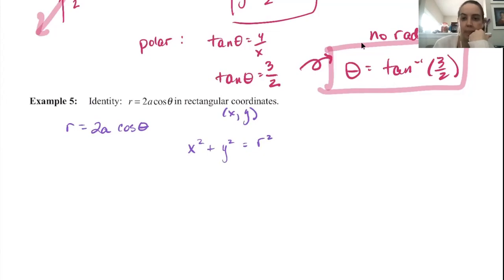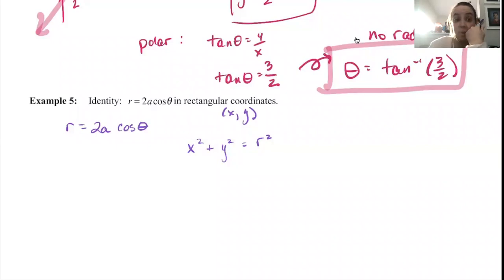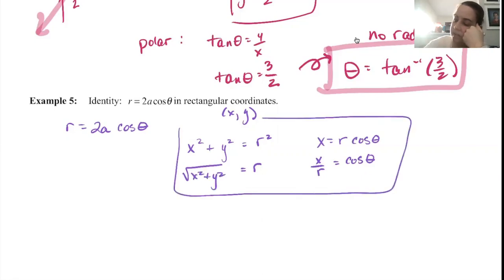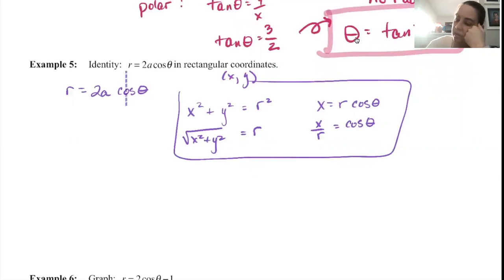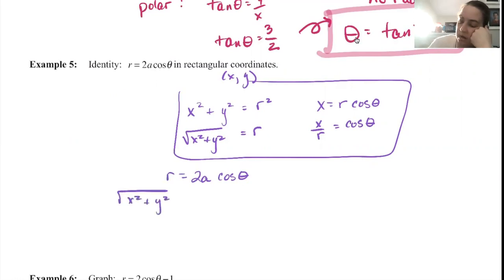We know that. Hold on, I'm going to pause. All right, so we know that x squared plus y squared is equal to r squared. The other thing that we know is that x is equal to the radius cosine theta. So we're going to take these two things and rearrange them a little bit. So x over r is equal to cosine theta, which is good. And over here, we know that r is equal to the square root of x squared plus y squared. So I'm going to take these two ideas. I've got a little bit of a messy situation going on here, so I'm going to move this down here. So we're going to take these two ideas up above in the box and put them into our equation. So r is the square root of x squared plus y squared. And then I have 2a cosine theta is x over r.